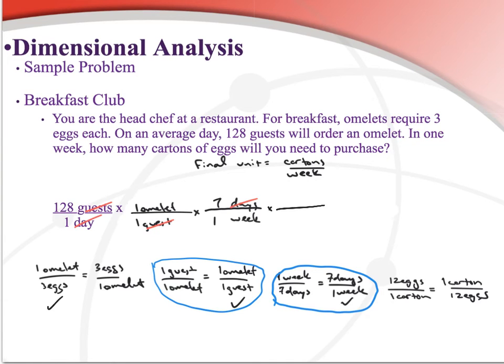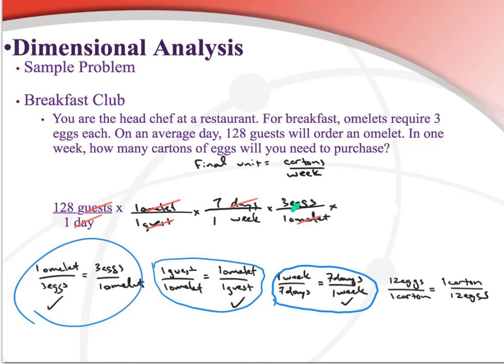We're going to multiply that times. Okay, so 1 omelet's going to be on the bottom. And 3 eggs is going to be on the top. And if we cancel stuff out, omelets cancels. And if I stop the problem here, I'd have eggs over week. Okay, eggs per week. We're going to go ahead and also circle this one just to indicate that we have gotten that one done as well. And now we're on to the final one, which should get us out of eggs and into cartons.